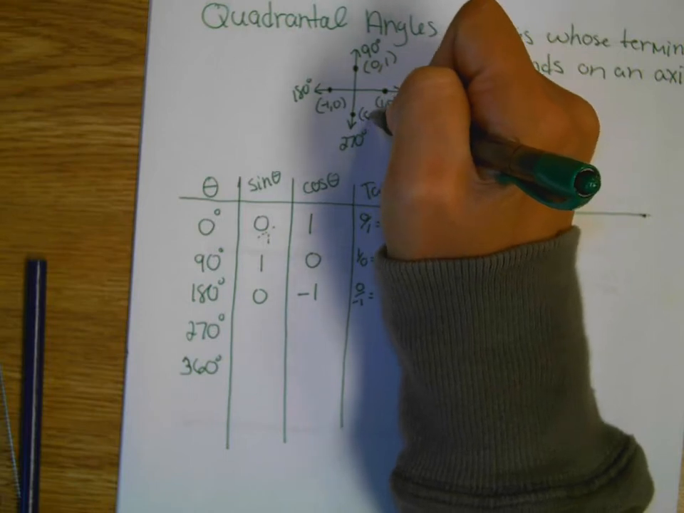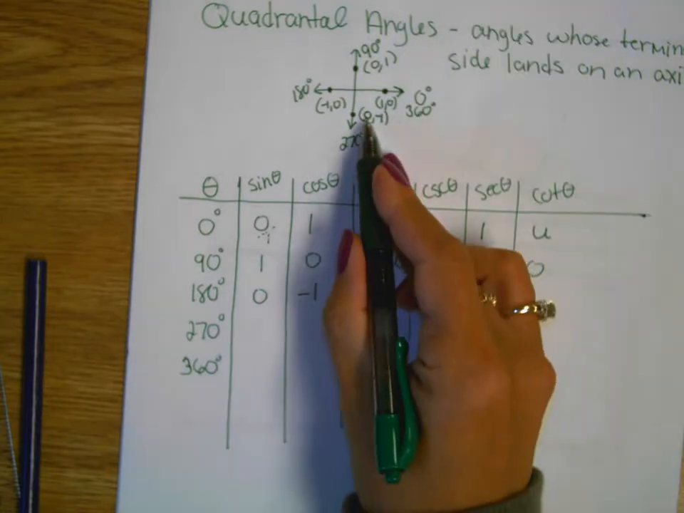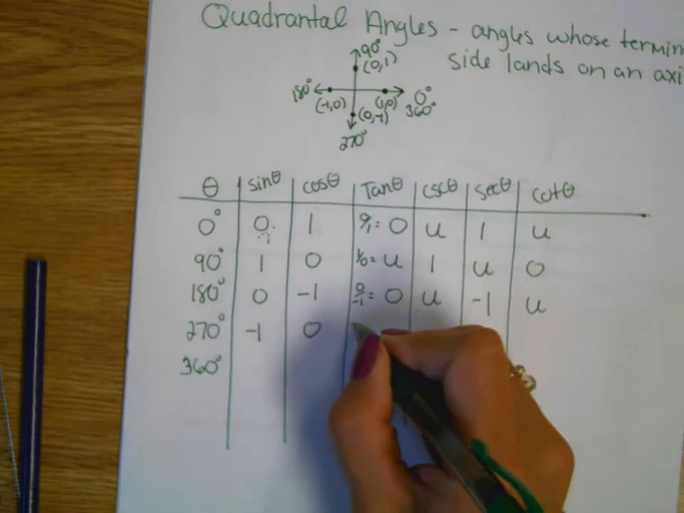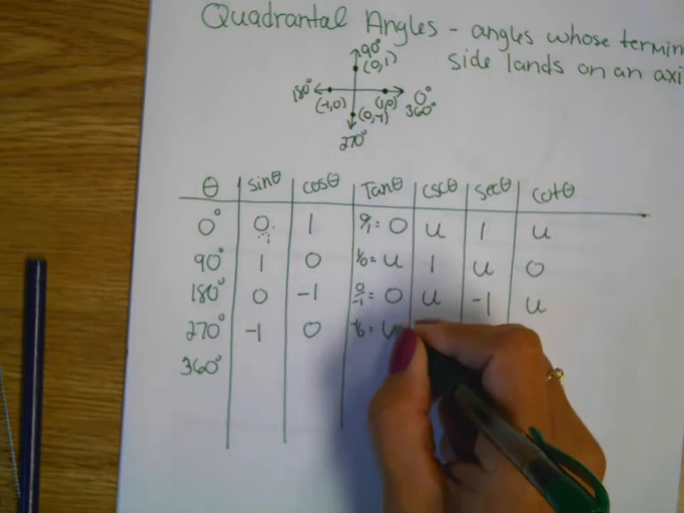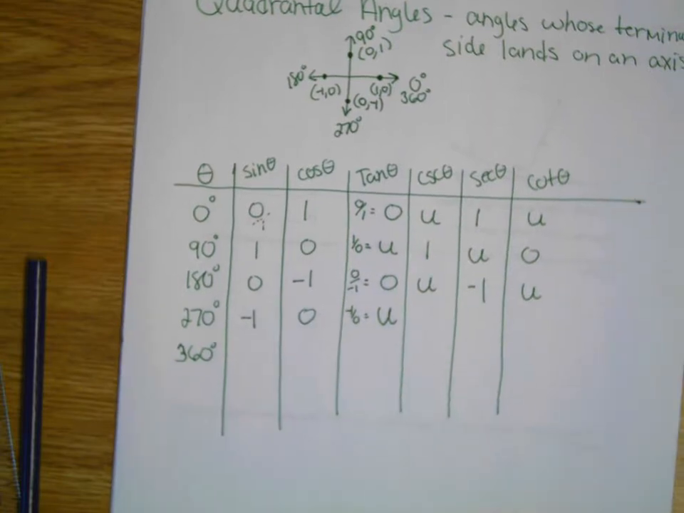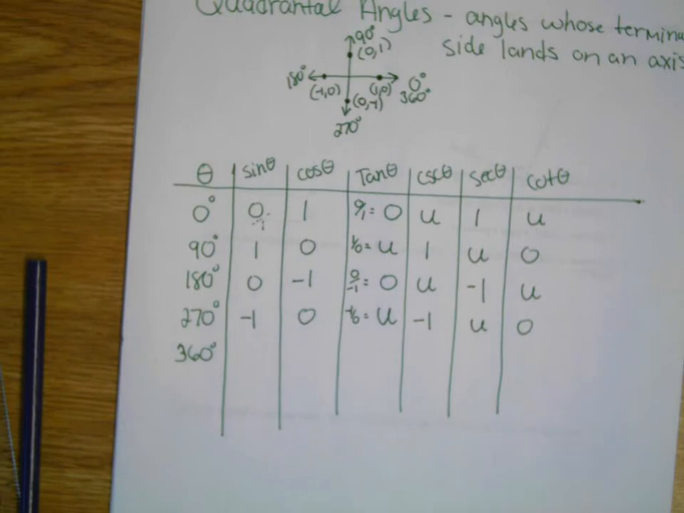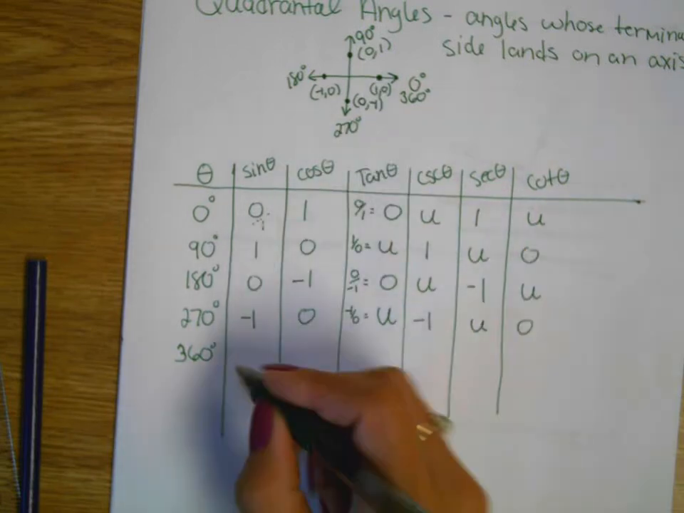X value is 0, Y value is negative 1. Cosine, sine. Negative 1 divided by 0, the Y divided by X gives us tangent. Undefined. Flip them all over. Negative 1, undefined, 0. And 360, same as 0, because we're going to use the exact same point. Same values as 0.